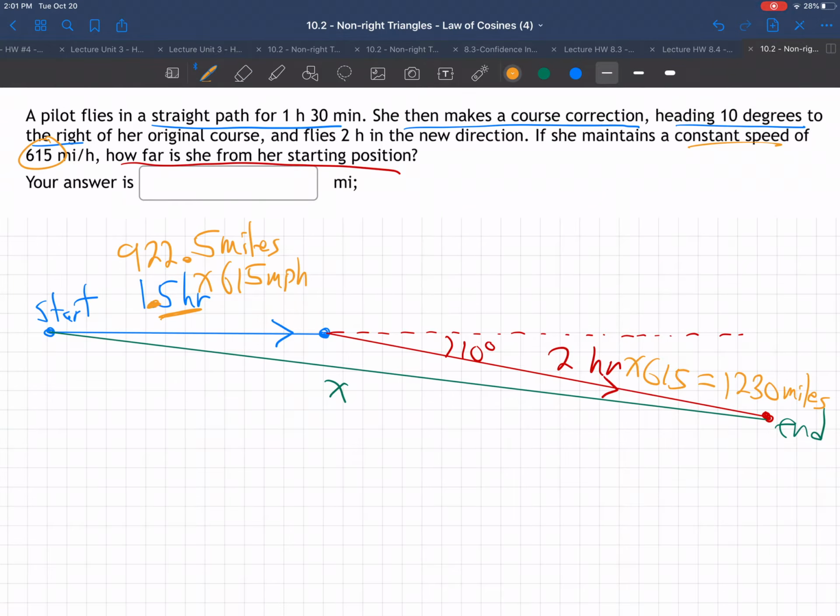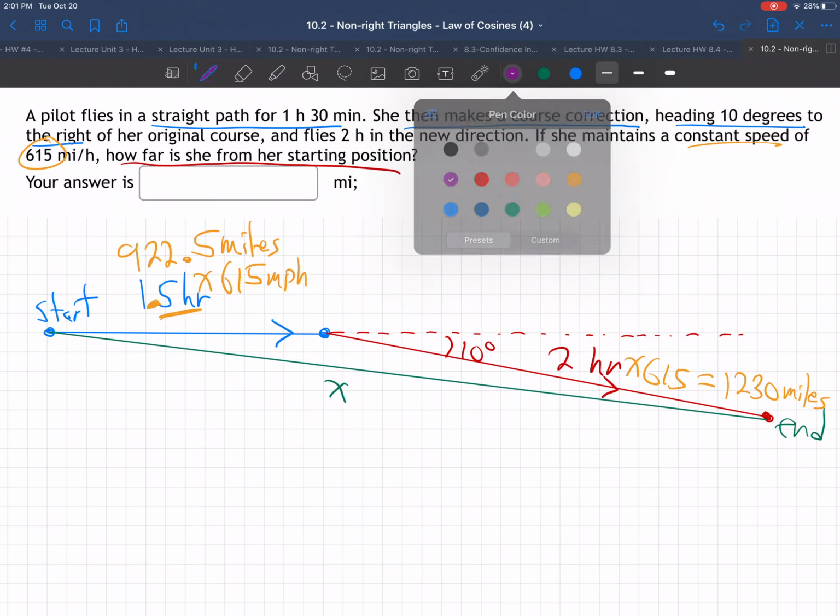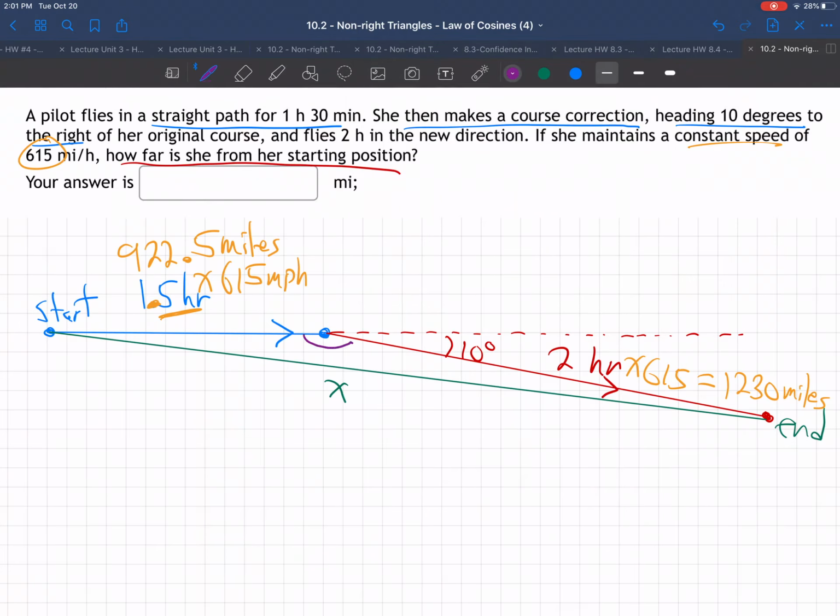Okay, well, the question is, what is X? To find X, we need to first find this angle here. How do we find that angle? Well, that angle there is going to be 180 minus 10 degrees, which is 170. This angle here has got to be 170 degrees, right? Because this makes 180. This is half a circle. So this is using up 10 degrees, so this part's got to be 170.